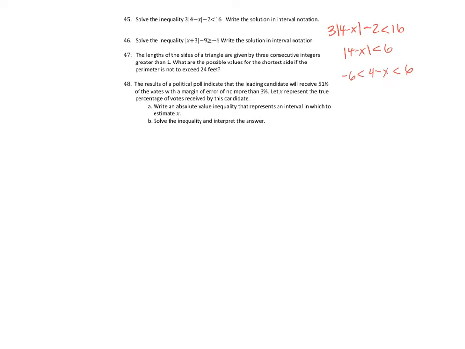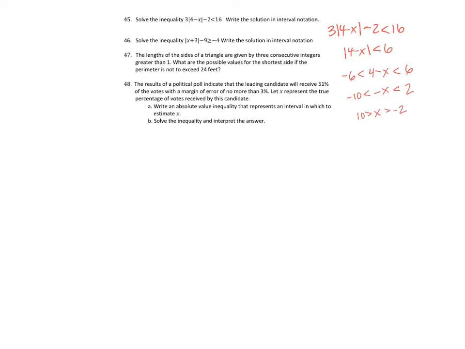And so then I can subtract 4 from everything. So I will get negative 10 and negative x. And then when I subtract 4 from that, I get positive 2. And then I can multiply through everything by negative 1. So I get 10 is greater than x, which is greater than negative 2.